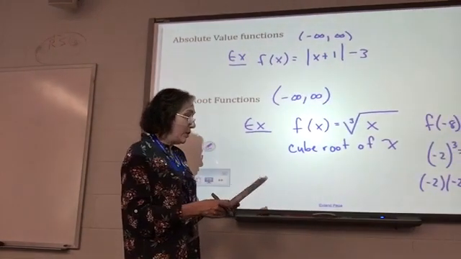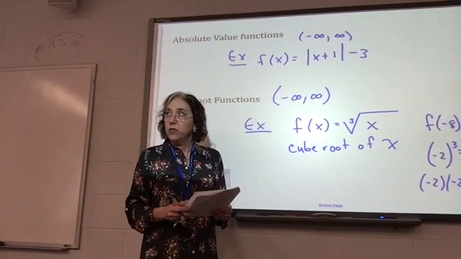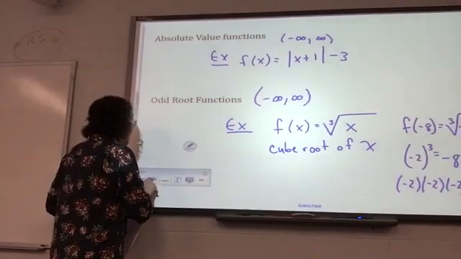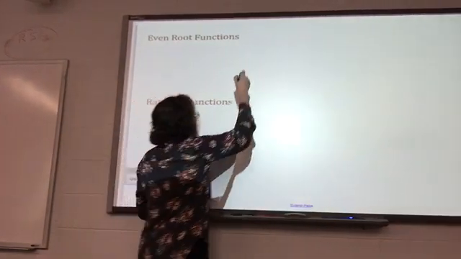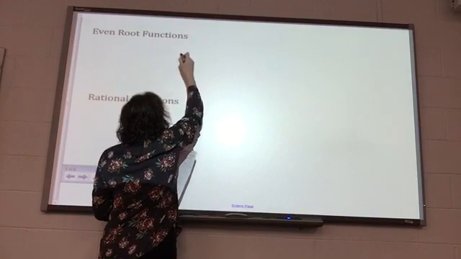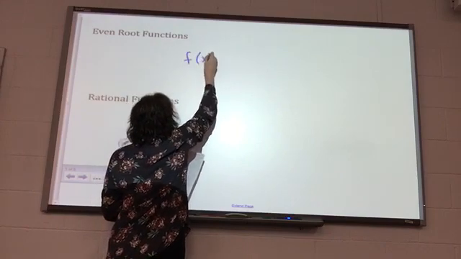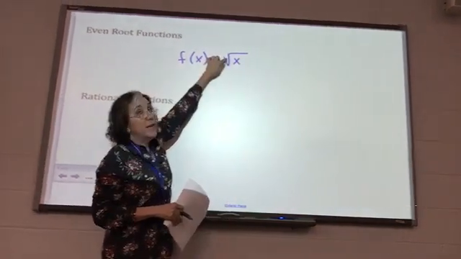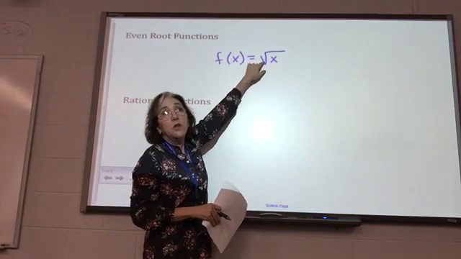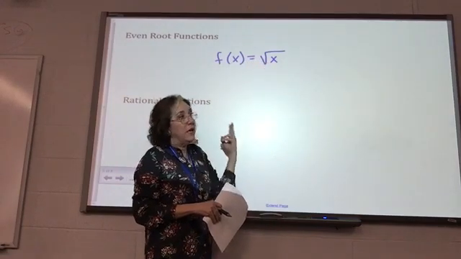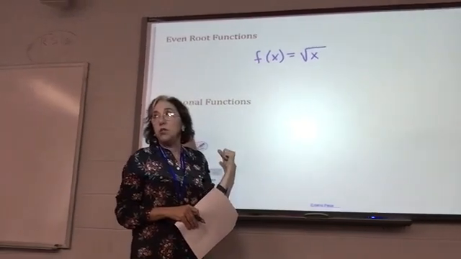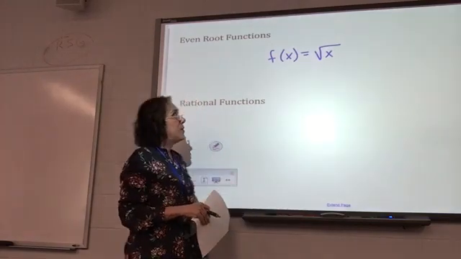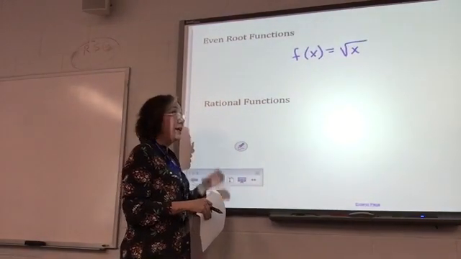So now what we're going to do is we're going to look at the problem type functions. And these are just 2 examples. We will be getting into some others that don't have all reals as their domain. But even root functions, for example, we're going to look at a really basic one, the square root of x. Remember, if there is no number in here, it's understood to be a 2, which is a square root. 2 is an even number. That's what I'm talking about. 2, 4, 6, 8. Who do we appreciate? Okay. The even numbers.